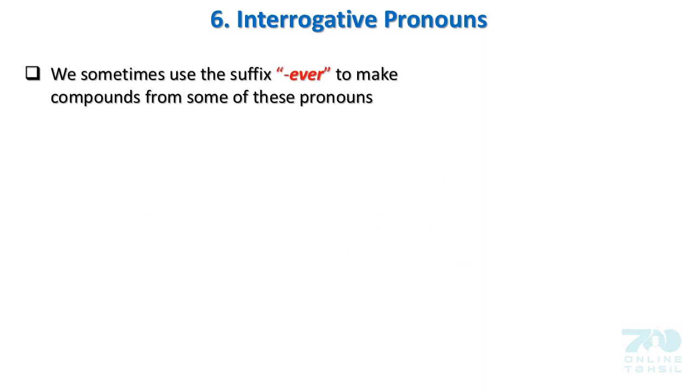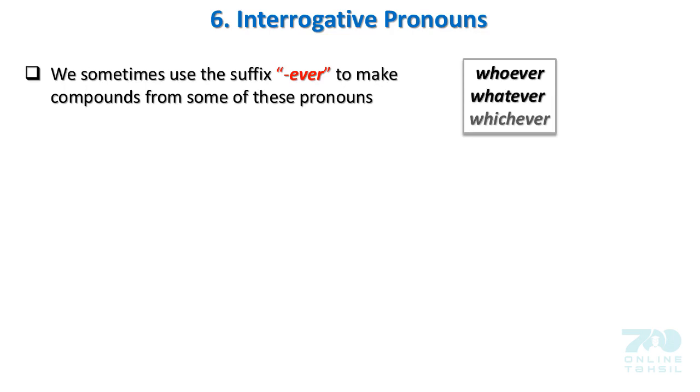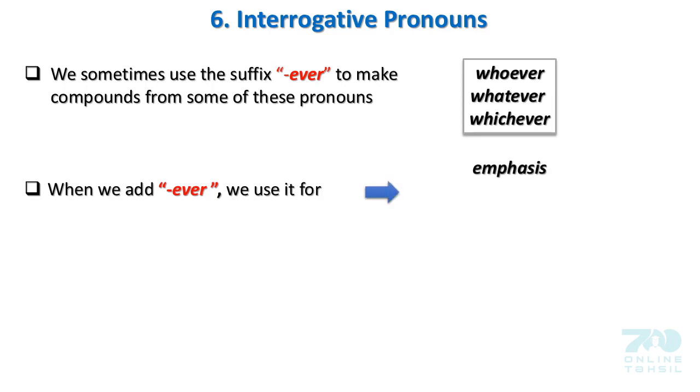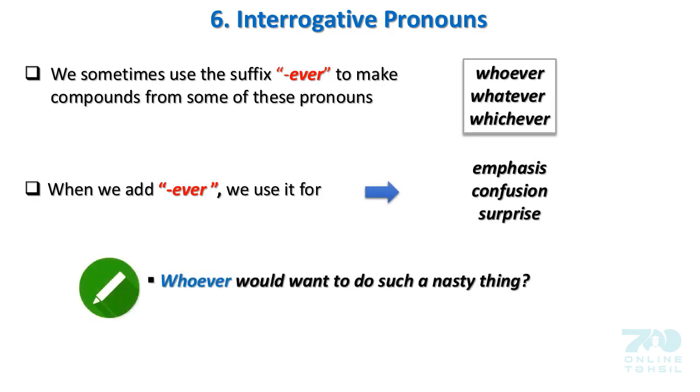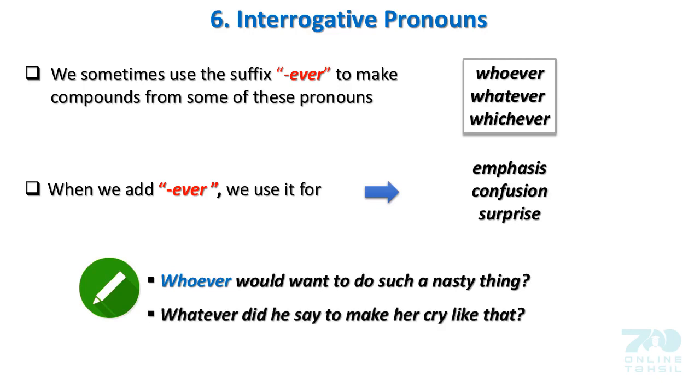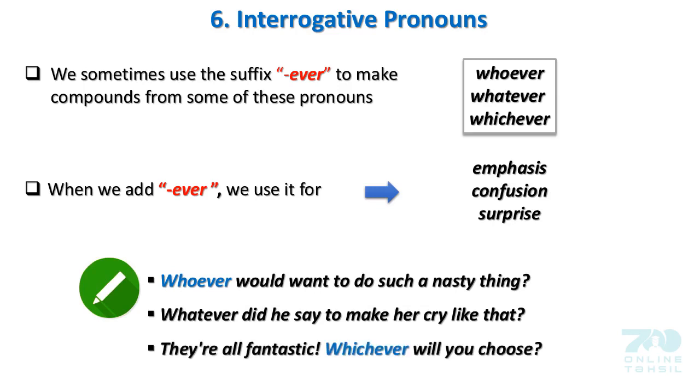Note that we sometimes use the suffix ever to make compounds from some of these pronouns. Mainly whoever, whatever, whichever. When we add ever, we use it for emphasis, often to show confusion or surprise. Whoever would want to do such a nasty thing? Whatever did he say to make her cry like that? They're all fantastic. Whichever will you choose?